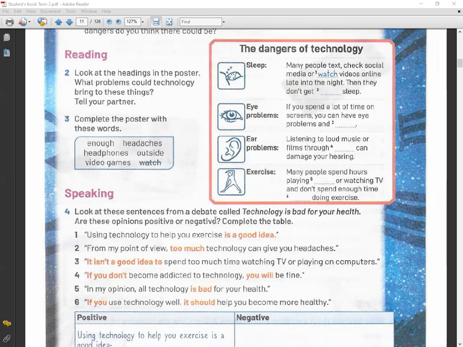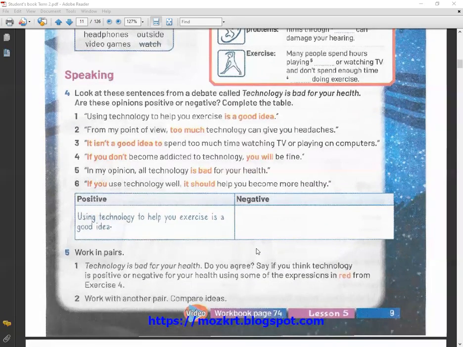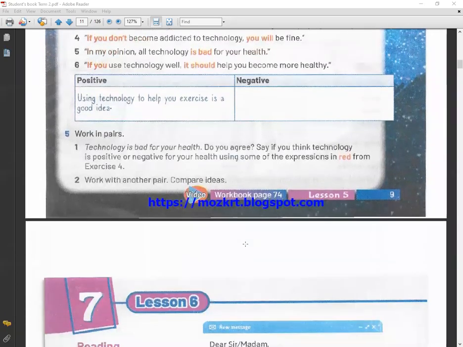Here in the speaking exercise, we have some ways to give advice. Look at these sentences from a debate. Debate means two people have different opinions and everyone tries to persuade the other with his opinions. Technology is bad for your health. Are these opinions positive or negative? We have the ideas in red to put positive or negative in the box as you see.